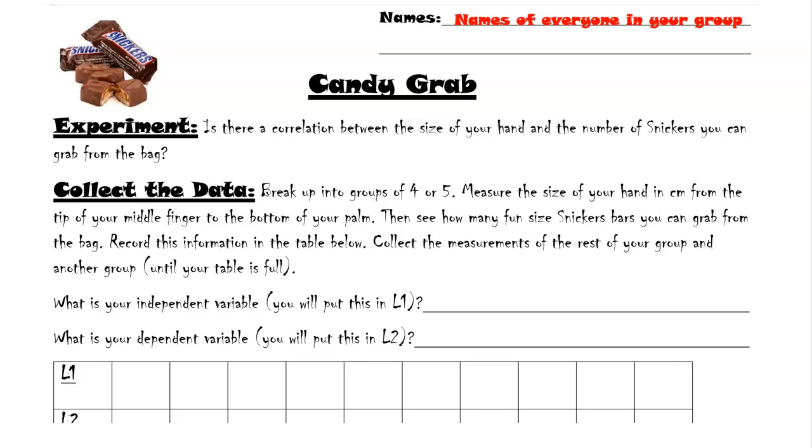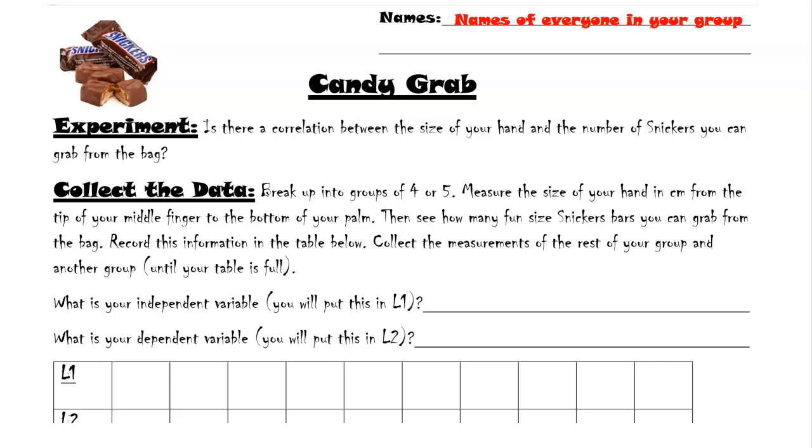Now, you're going to need to think about what's your independent variable and what's your dependent variable. Does the size of your hand depend on how many Snickers you can grab, or does how many Snickers you can grab depend on the size of your hand?